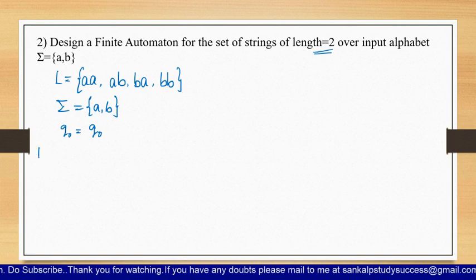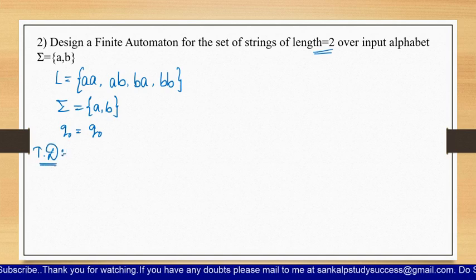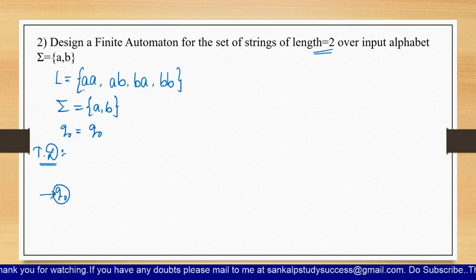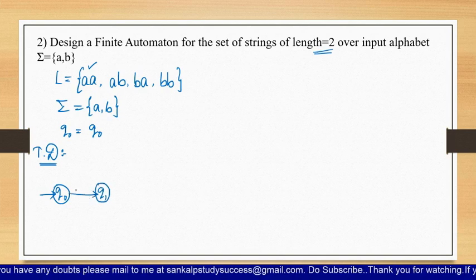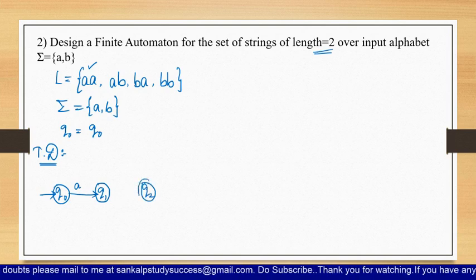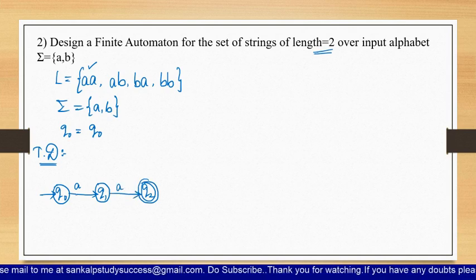So now let us draw the transition diagram. First we will start with the initial state Q0. Now let us go step by step. First let us consider AA as the input string. It moves from Q0 to Q1 by applying the input symbol A. Then we go from Q1 to Q2, which we will make the final state. So if you start from Q0 and apply A, it moves to Q1, and if you apply A again, it moves to Q2. That means AA is accepted.